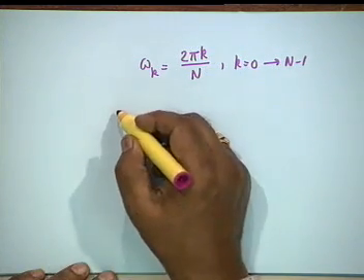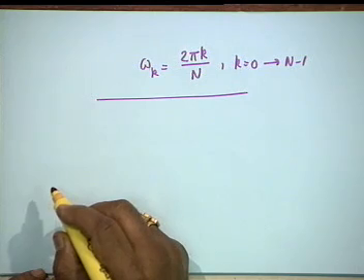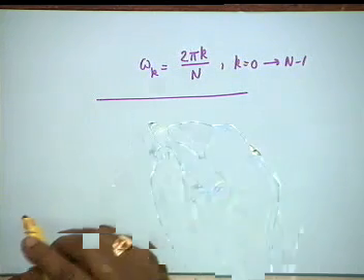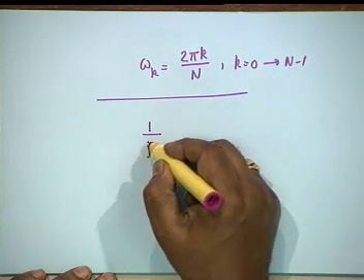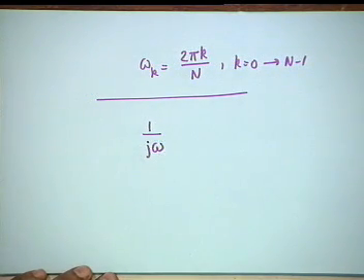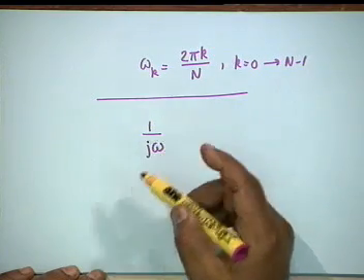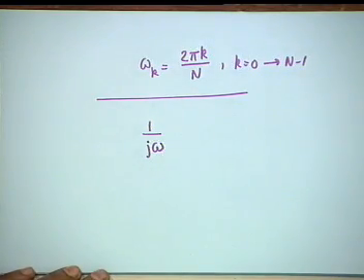For example, if our aim is to realize an approximation to 1 by j omega. What is 1 by j omega? It's an integrator, isn't that right? An integrator has the transfer function 1 by s. Suppose we have to design a digital integrator, an approximation to a digital integrator, then obviously we cannot use omega equal to 0 as one of the sampling points, because at that point the magnitude goes to infinity.